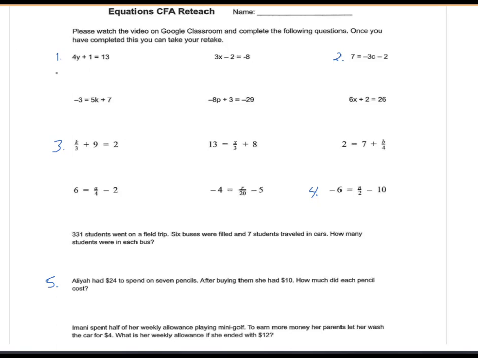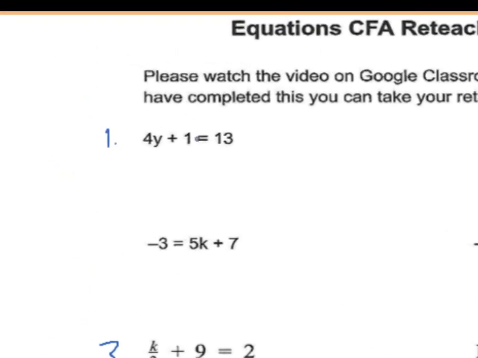Let's take a look. First of all, we have a two-step algebra problem. We're looking at number 1 here. We have 4y plus 1 equals 13. Now again, as always, we're trying to balance this equation. So sometimes we can draw that line in between. We know the equals is important because that's two sides of the equation. And when I look at this, what I see is this side is heavier than this side. It's got more stuff over here. And what I need to do is try to balance this out.